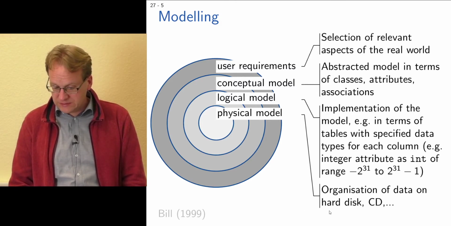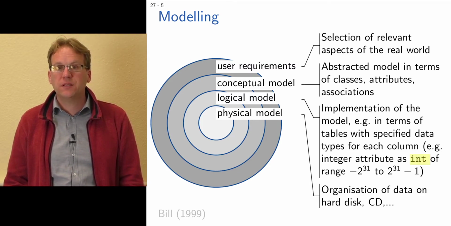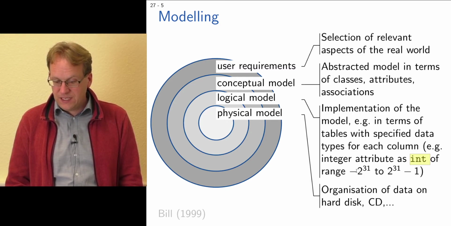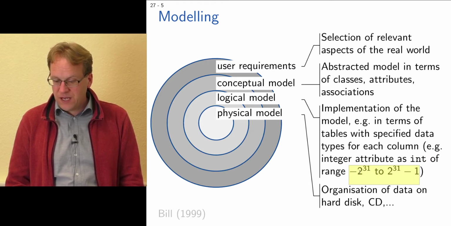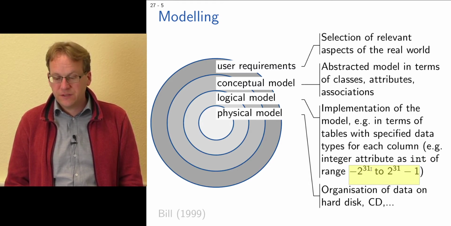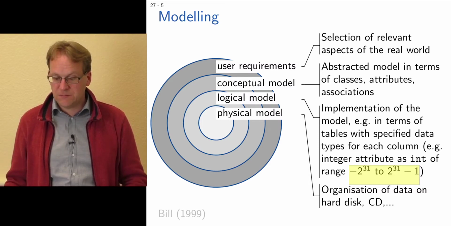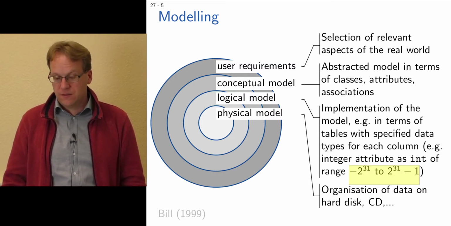That usually means that we need to decide for data types, well, something like int, which is a data type available in most database systems and programming languages. It has a certain range, so it covers something like -2 to the power of 31 to 2 to the power of 31 minus 1. That is the range of integer numbers that can be represented with this data type int.